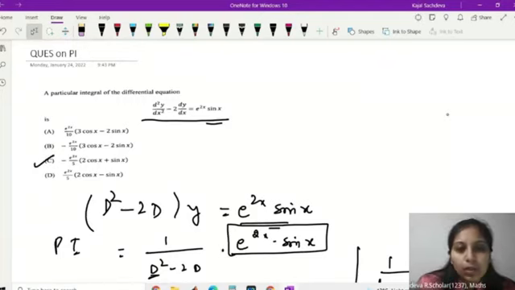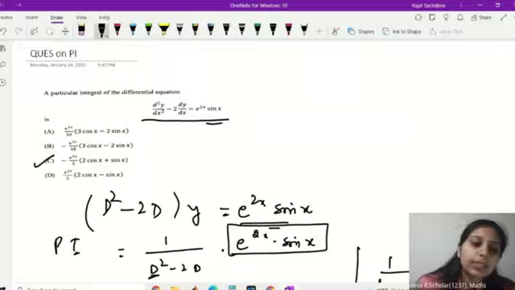So if anyone has any query regarding today's lecture about linear differential equations with constant coefficients, then now they can ask.